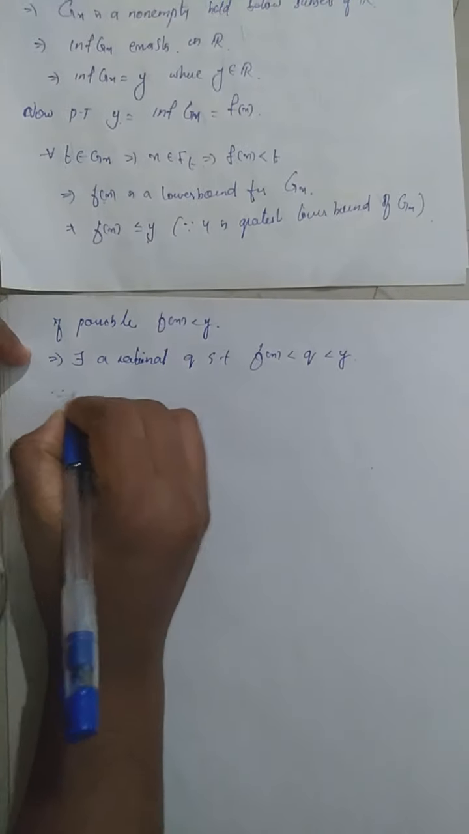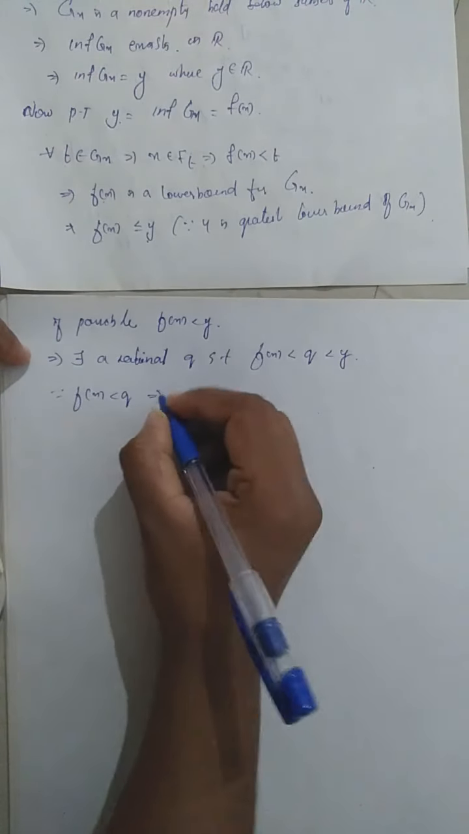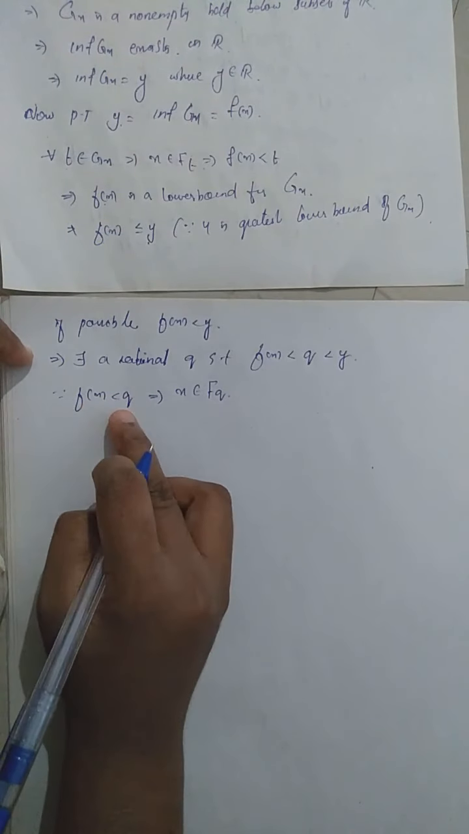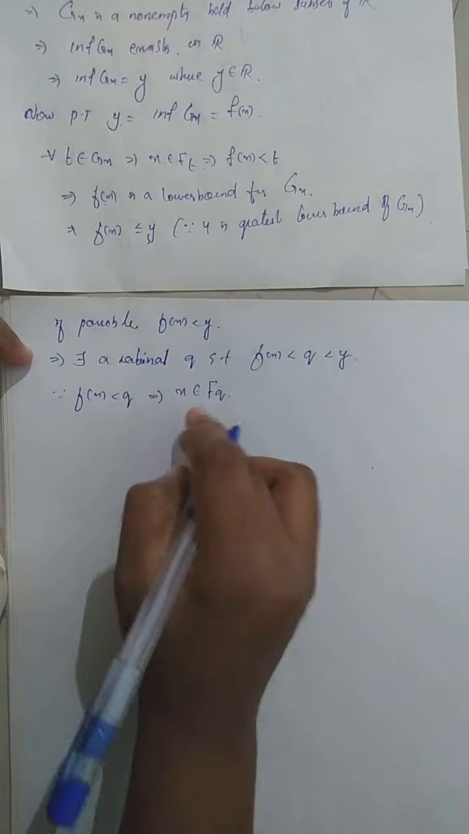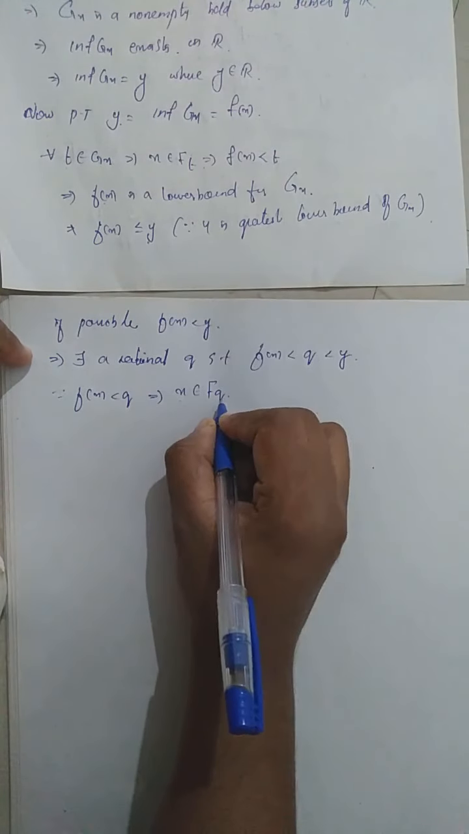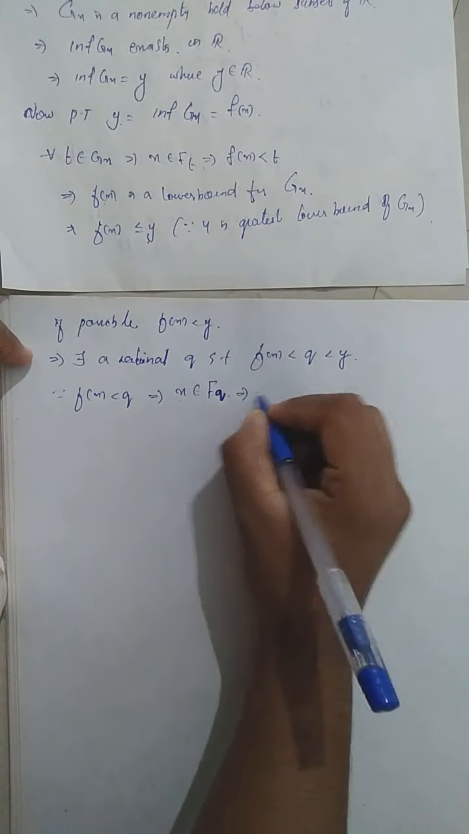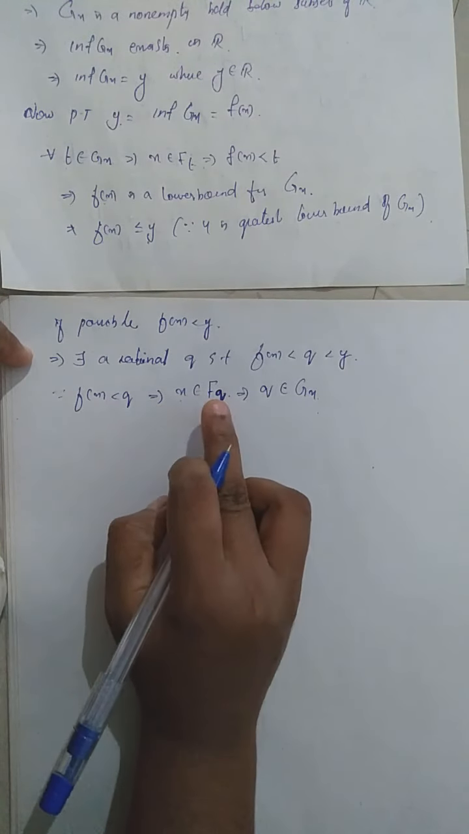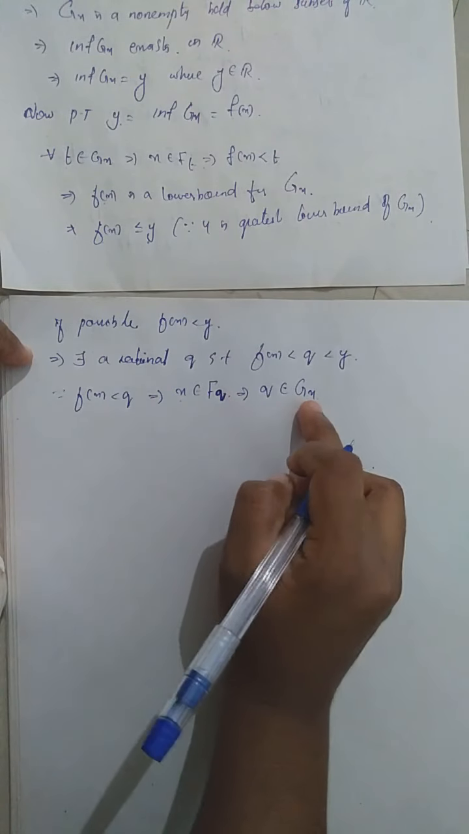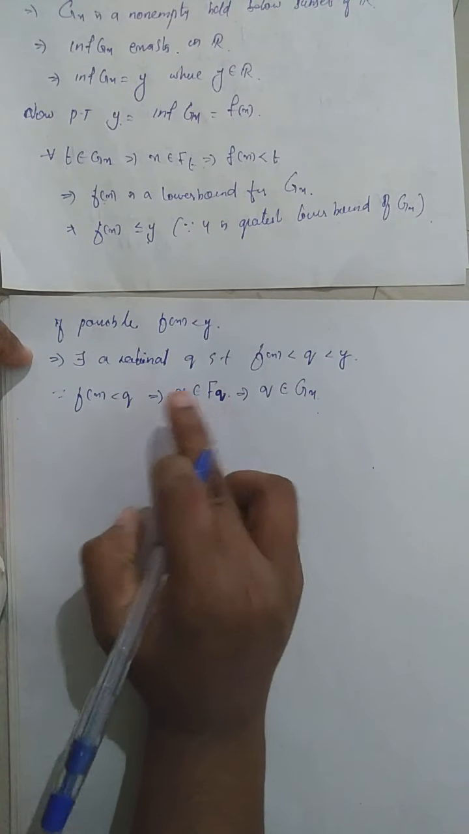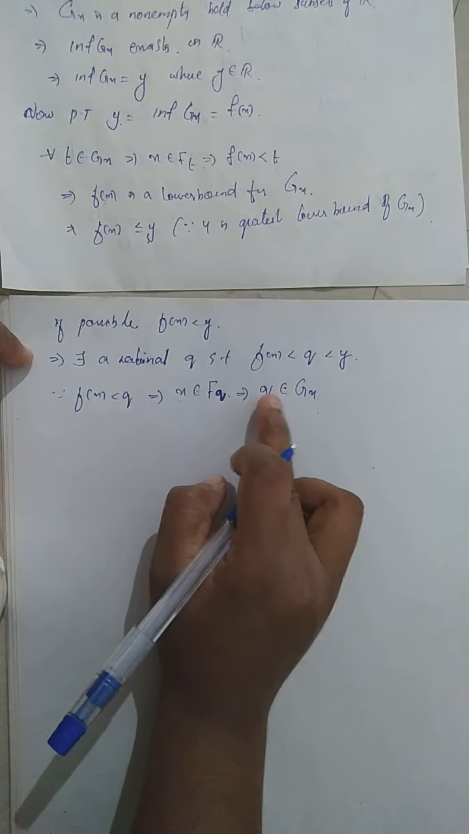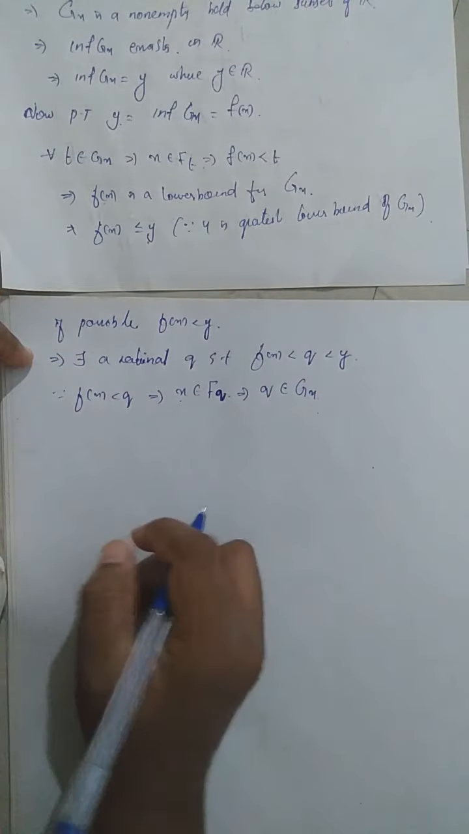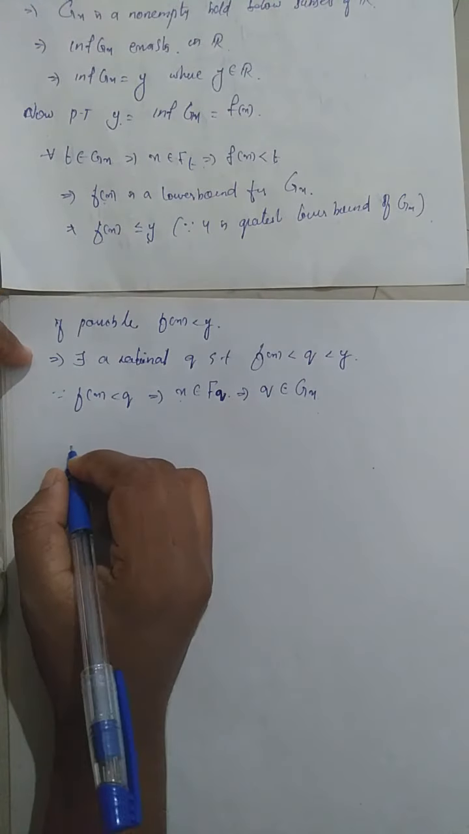So since fx is less than q, this implies x belongs to fq, right? When fx is less than t, then x belongs to ft. So fx less than q implies x belongs to fq. When x belongs to fq and q is a rational number, this implies q belongs to gx. The elements of gx are those rational t for which x belongs to ft. Here q is a rational number such that x belongs to fq, therefore by definition q must belong to gx. Okay, gx consists of rational numbers of this kind. So q belongs to gx, right?